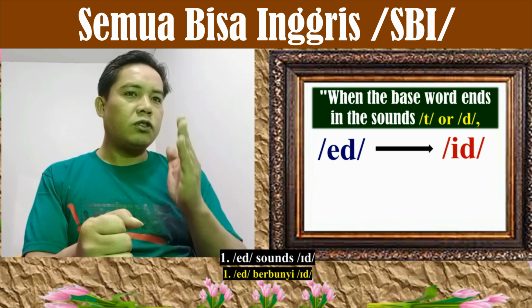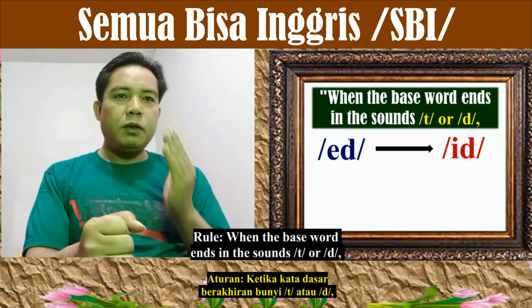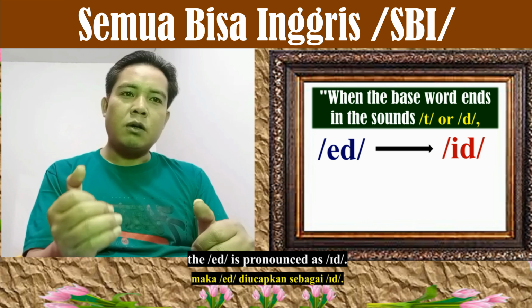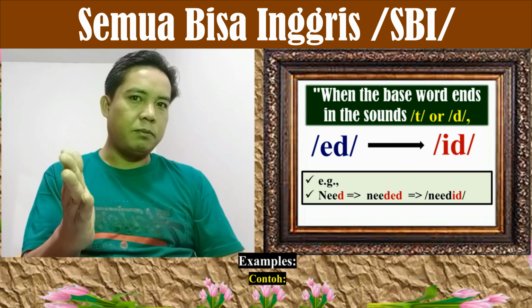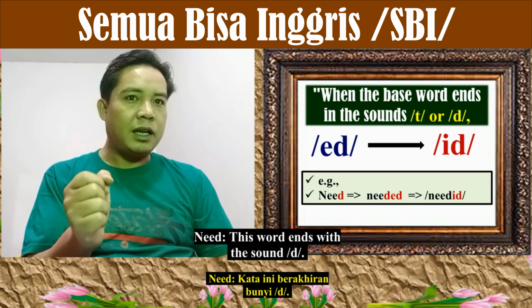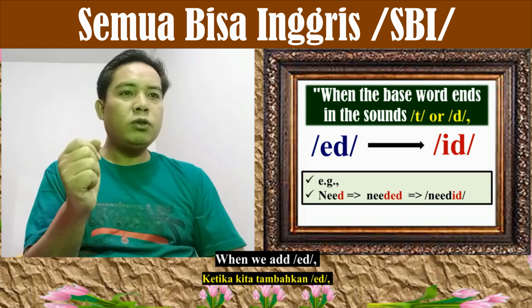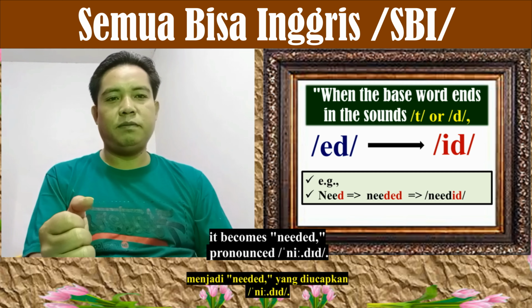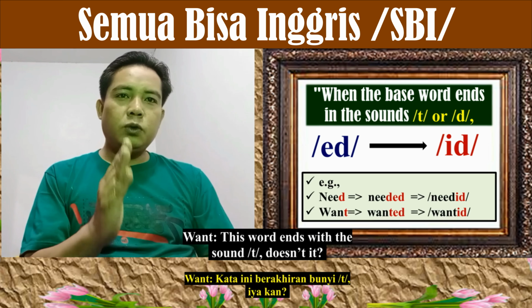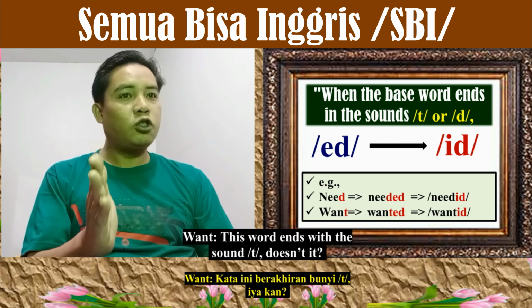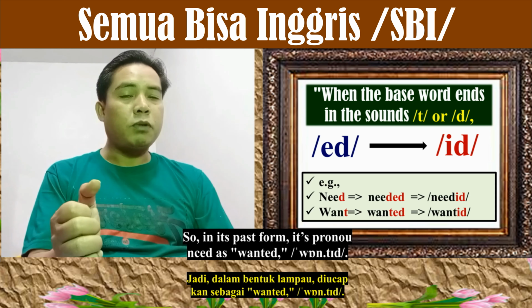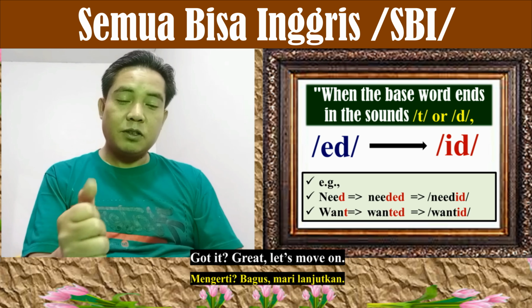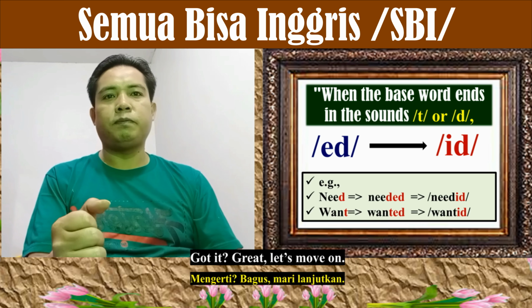1. "Ed" sounds id. Rule: When the base word ends in the sounds t or d, the "ed" is pronounced as id. Examples. Need. This word ends with the sound d. When we add "ed", it becomes needed, pronounced needed. Want. This word ends with the sound t, doesn't it? So in its past form, it's pronounced as wanted. Wanted. Got it? Great, let's move on.